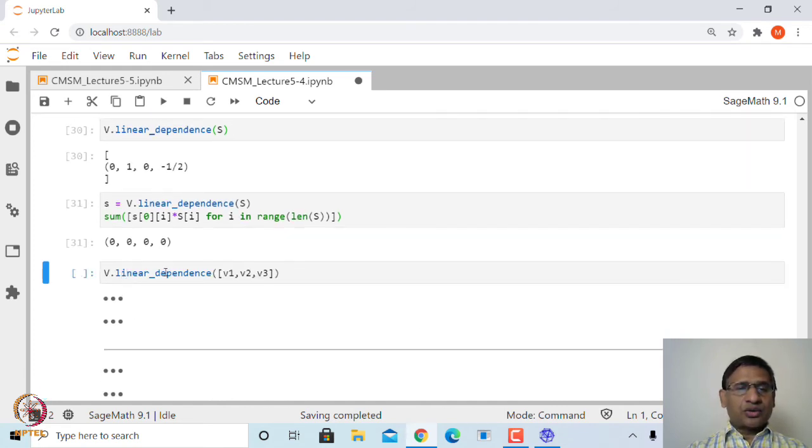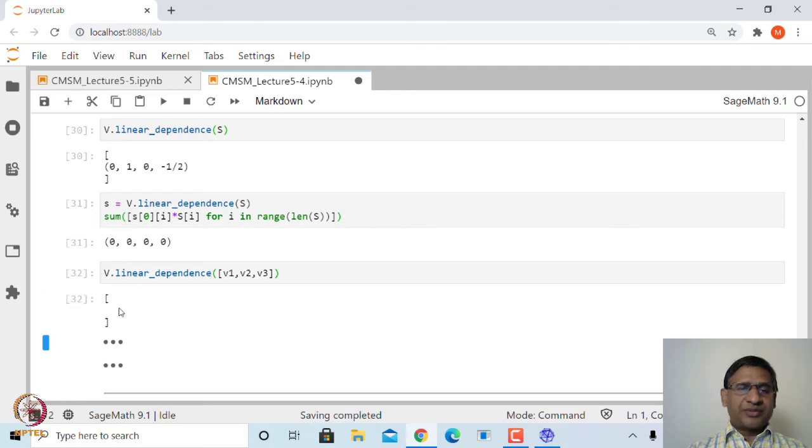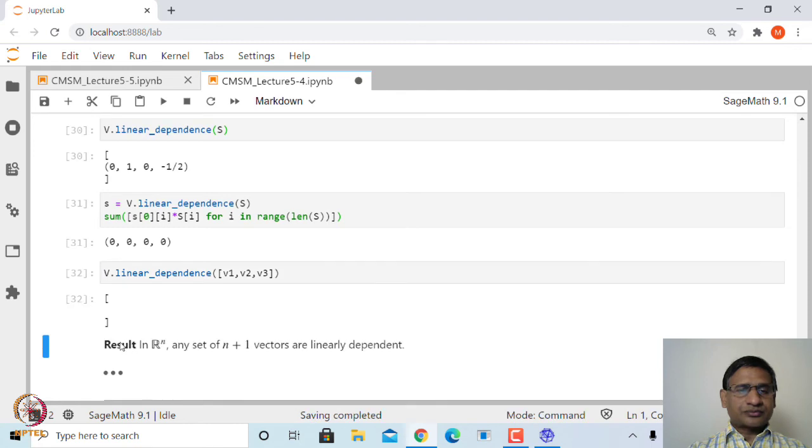If I take only V1, V2, V3 and ask whether this set is linearly dependent, then you will get an empty set, because V1, V2, V3 are linearly independent. So that is what I said: when you want to check whether some set is linearly independent or dependent, you just apply this function linear_dependence, and in case you get an empty set, then it is linearly independent, otherwise it is linearly dependent.